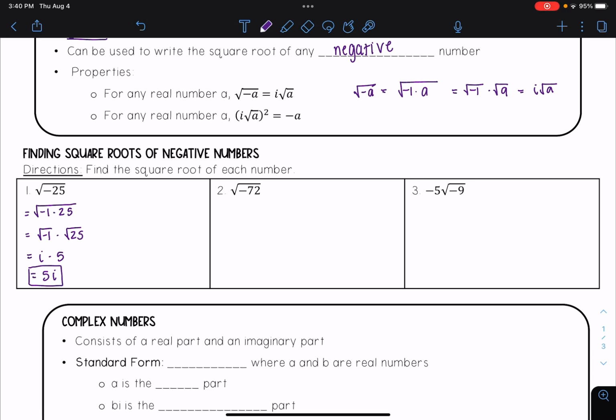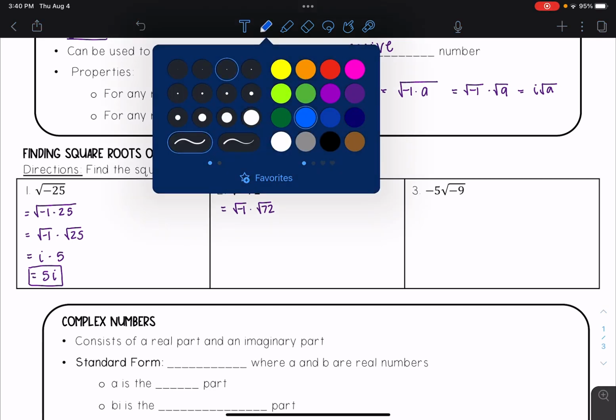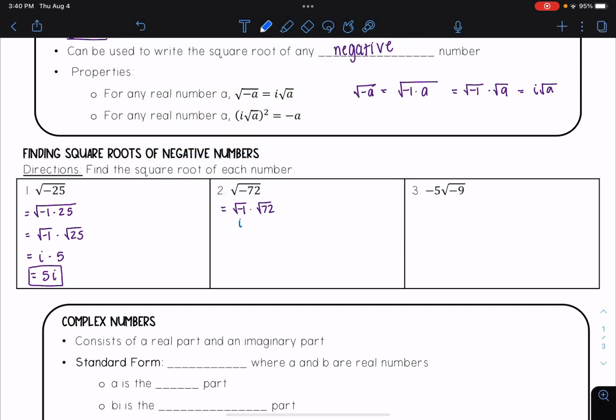Okay, let's look at another one. Number 2, I have the square root of -72. So I can rewrite this as the square root of -1 times the square root of 72. And I know that the square root of -1 is just equal to i. Now I need to simplify the square root of 72.